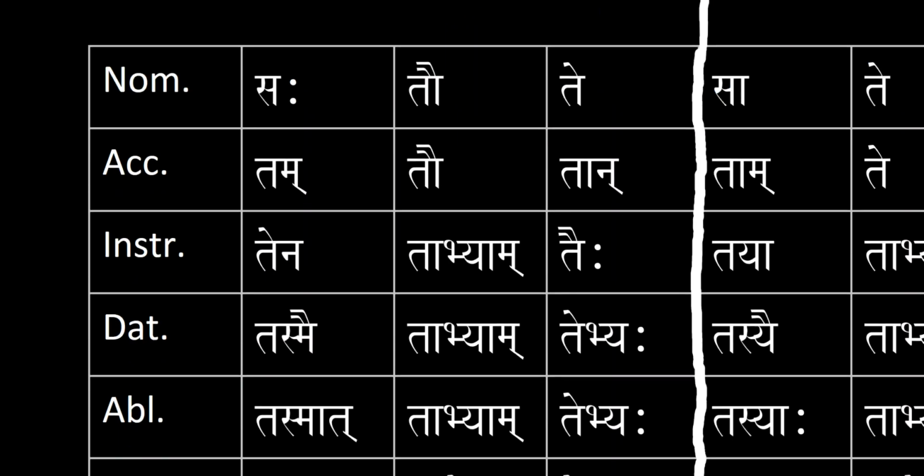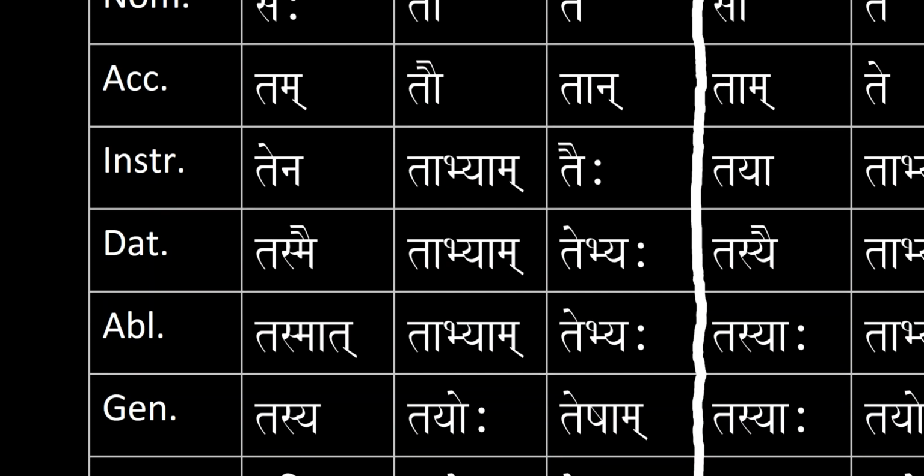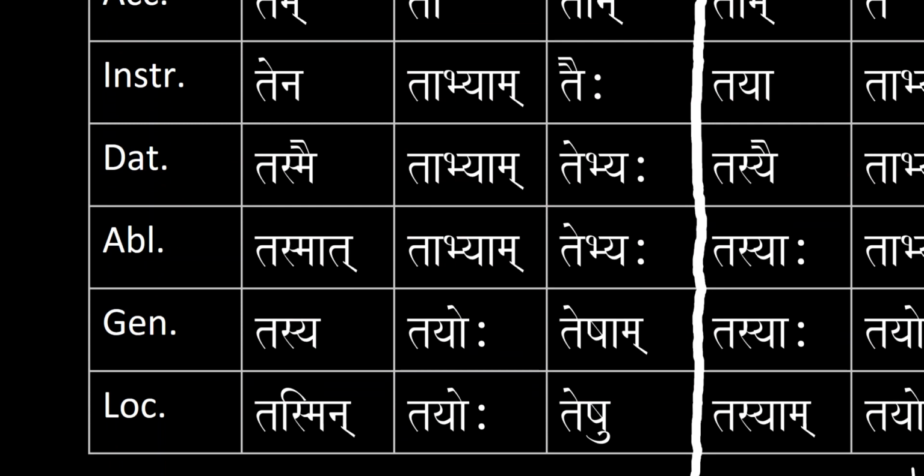Instrumental will be by or with him, the two of them, or all of them. And singular, dual, and plural, that would be tena, tabhyam, and taih. For dative, that will be to or for him, the two of them or all of them. Singular, dual, and plural respectively will be tasmai, tabhyam, and tebhyah. Ablative will be from him, the two of them or all of them. Singular, dual, and plural respectively will be tasmat, tabhyam, and tebhyah.